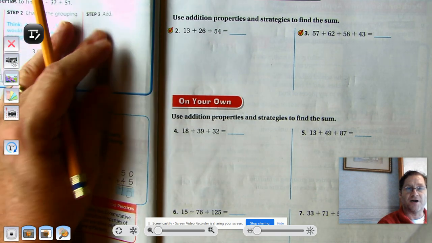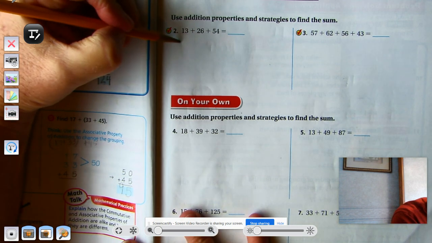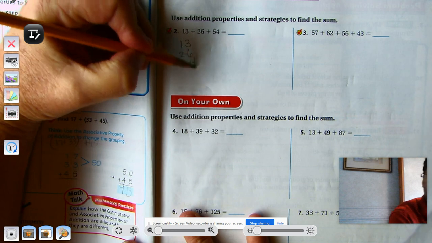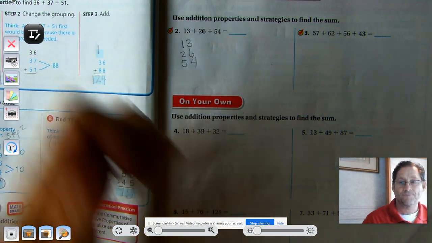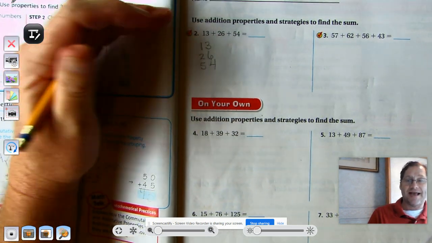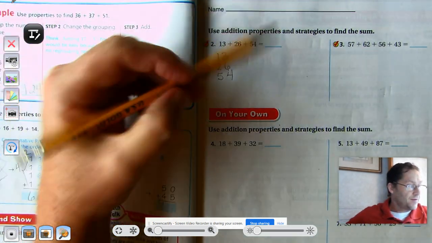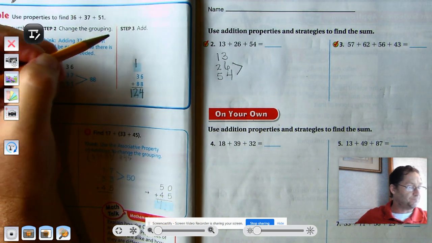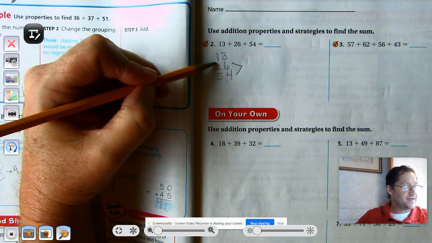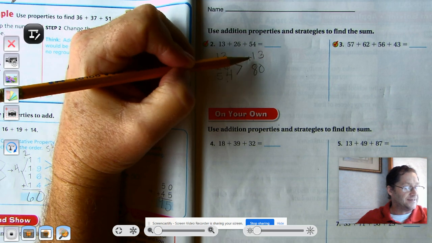Use addition properties and strategies to find the sum. 13 plus 26 plus 54. So let's start by lining them up by place value. Okay, and I see that I can make a 10 by grouping these together. 6 and 4 is 10. 5 and 3 is 80. And then I'm going to add the 13.